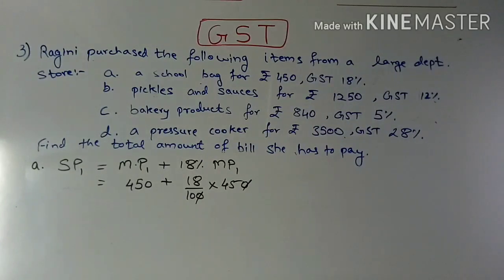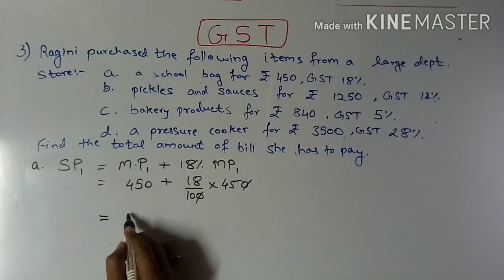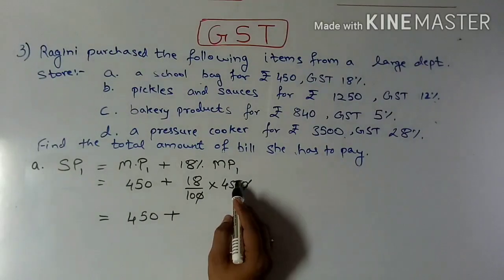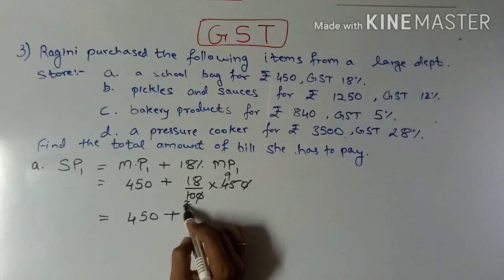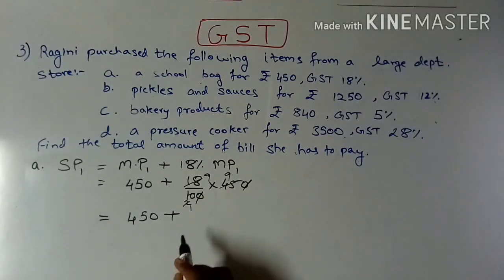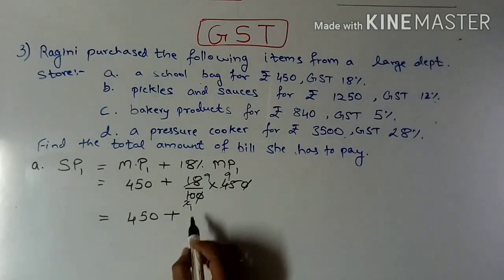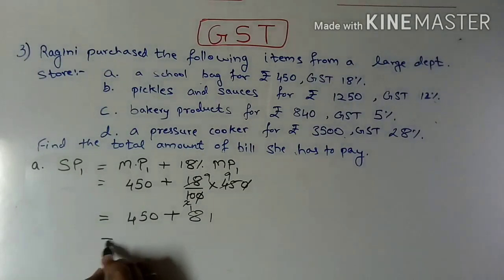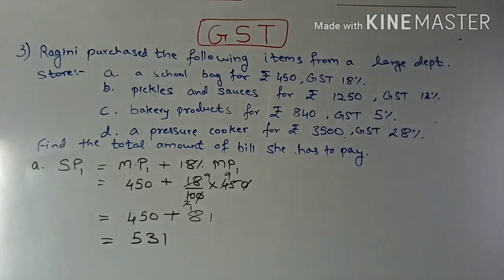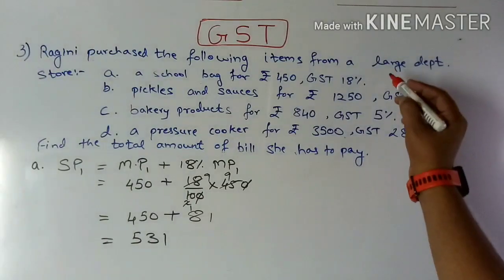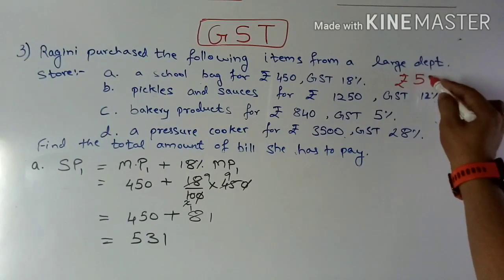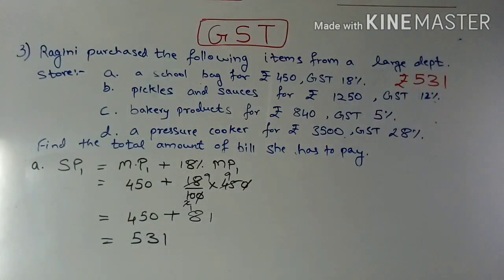which is nothing but 450 plus 18 upon 100 into 450. After simplifying, we get 450 plus 81. So we get 450 plus 81, that is 531. So we write over here the selling price of school bag is 531.